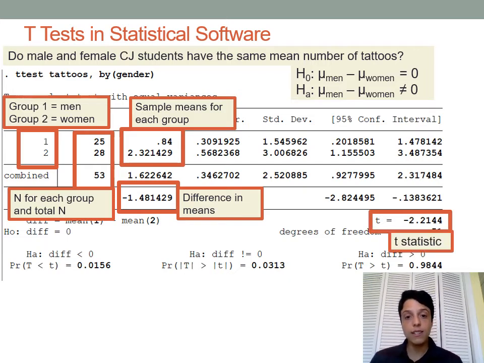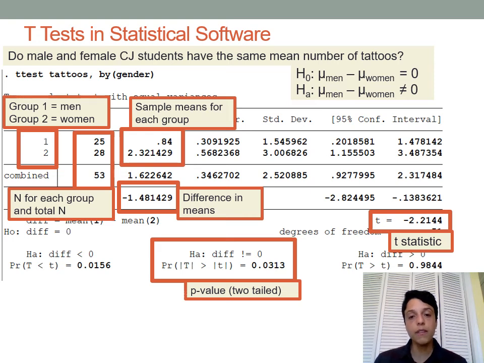Over here we have the t-statistic that corresponds to that difference in means. Where in our paper examples we would be using the t-statistic formula, plugging in the difference in means and the standard error, the program has done that for you. So it says that we have a t-statistic of negative 2.21 for this difference in means that we see.